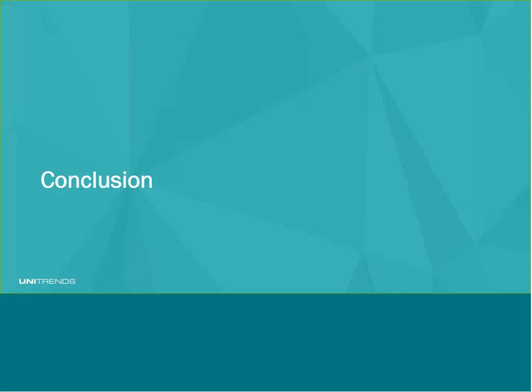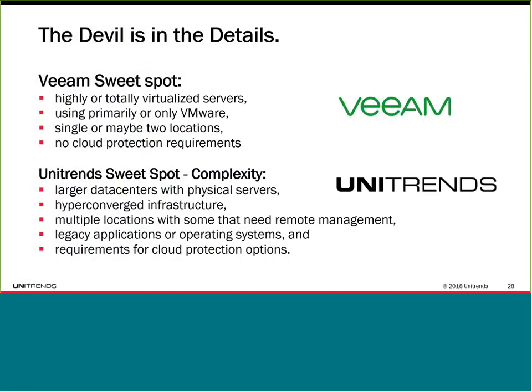So in conclusion, Veeam and Unitrends certainly on the surface look like similar solutions, but like most things, the devil's in the details. Veeam certainly has a sweet spot for totally virtualized environments, especially if they're only using VMware. Fairly good for smaller solutions or smaller environments with 1 or maybe 2 locations. And in terms of cloud, there's really no integrated Veeam cloud. You have to work through that third party.